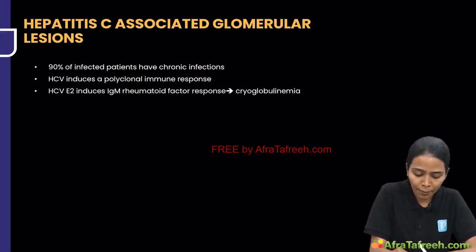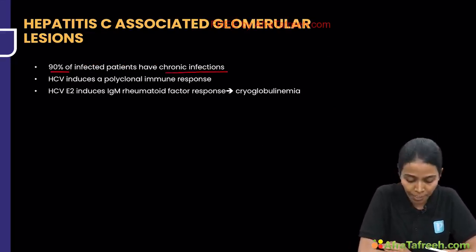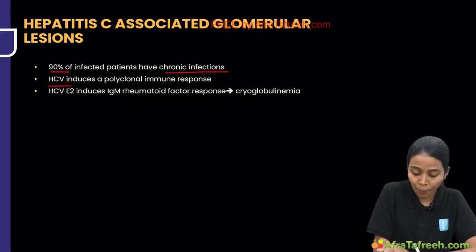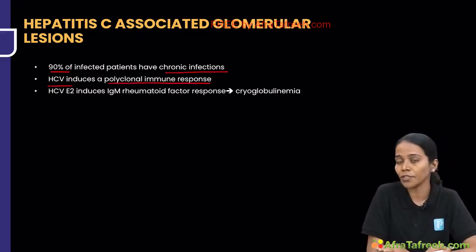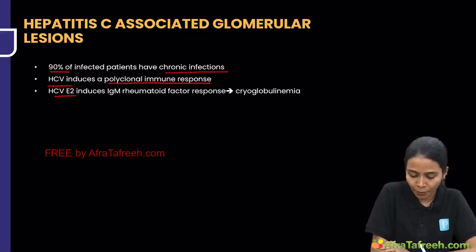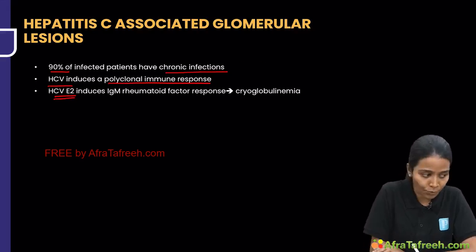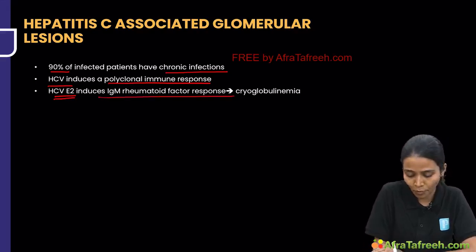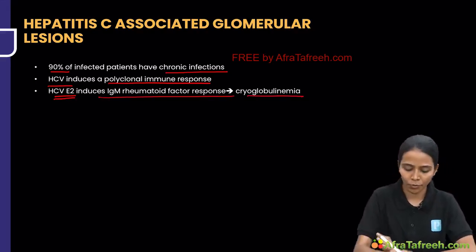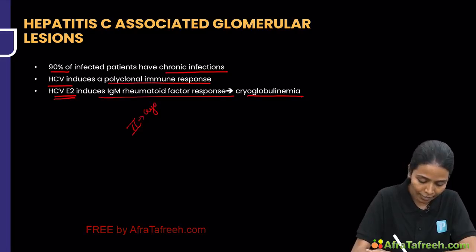Okay, 90% of infected patients have chronic infection here, unlike in hepatitis B, and HCV induces a polyclonal immune response. That's why you see the cryoglobulin 2 and 3. Okay, HCV enveloped 2 antigen induces IgM rheumatoid factor response and cause cryoglobulinemia. So we know that. So it causes type 2 cryoglobulinemia and type 3 cryoglobulinemia. Okay.